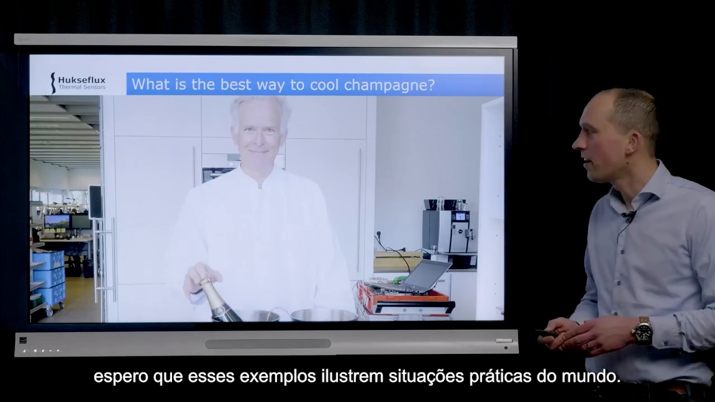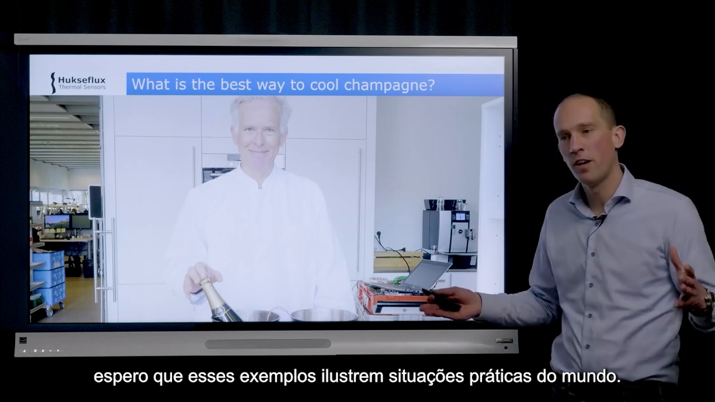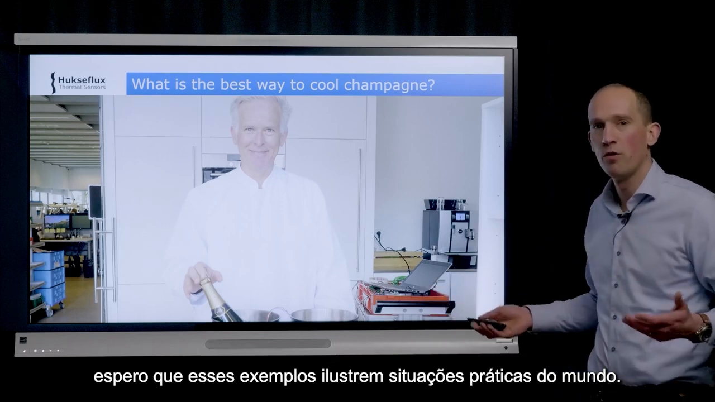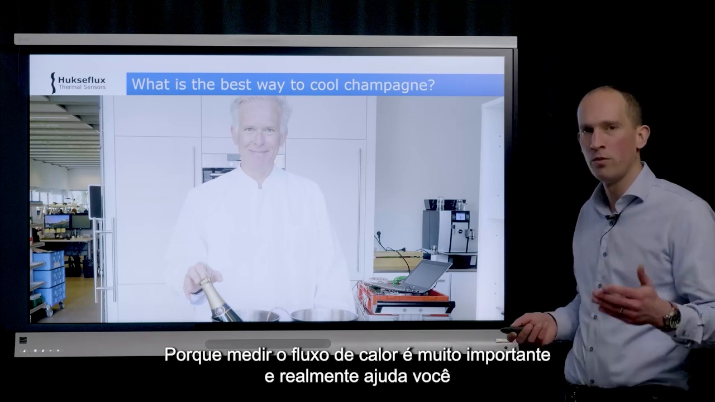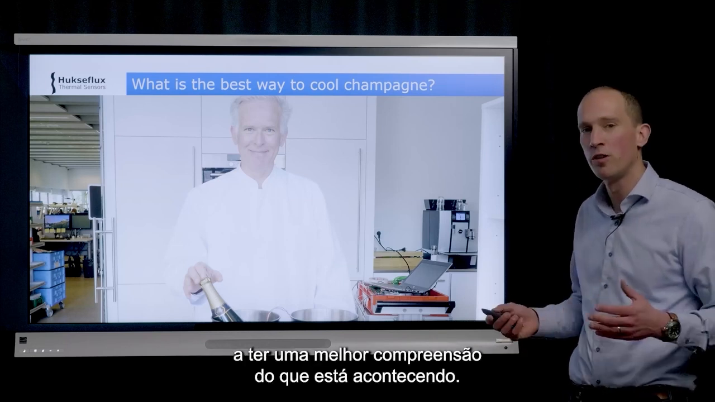Well, thank you, Kees, and hopefully these examples illustrate in a real-world situation why measuring heat flux is very important and really helps you to get a better understanding of what you're doing.